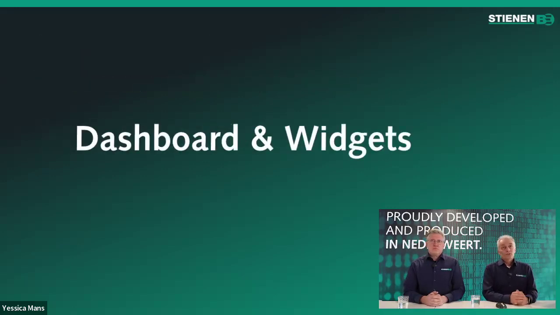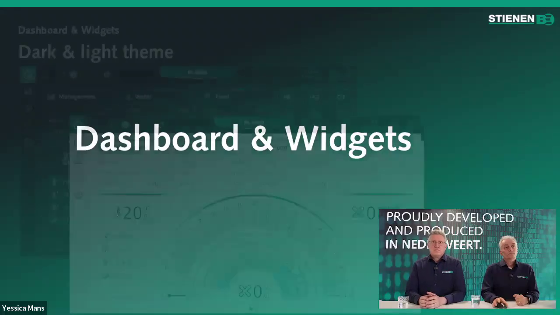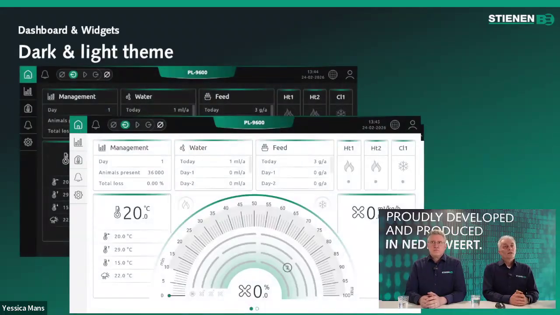We will now conclude the installation section. We will now discuss the dashboards and widgets. There is no arguing about taste, so there are two themes available. By default, the PL-9600 is set to the dark theme. Select the general menu item via the gear wheel on the left of the menu bar and then go to the theme item. Here you can change the theme to light.